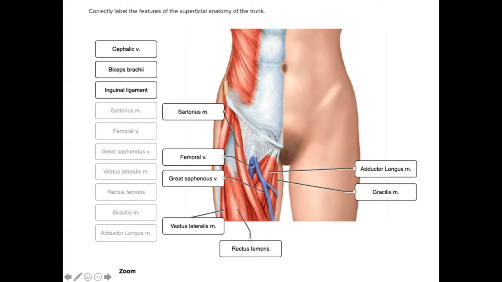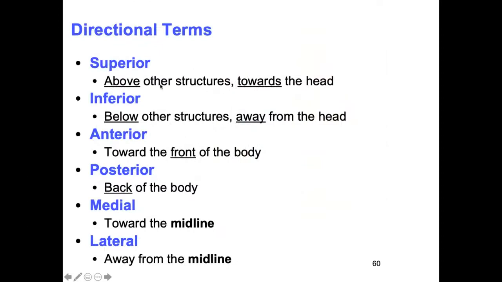Here's your femoral vein, right in here. And a branch that kind of comes off of that is the greater saphenous vein. Here's one of your quadricep muscles called the vastus lateralis, and another quadricep called the rectus femoris. We're going to go through these muscles again during week 3.